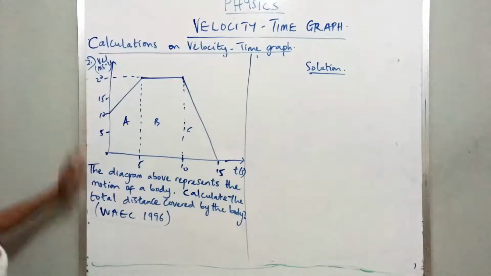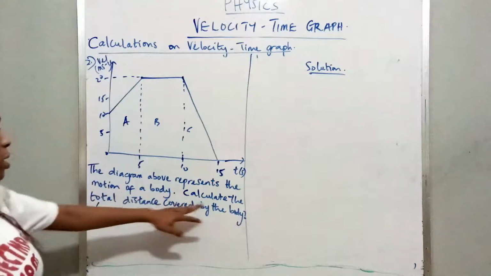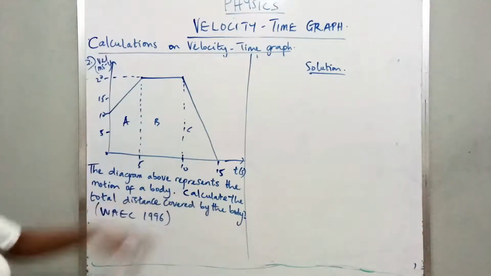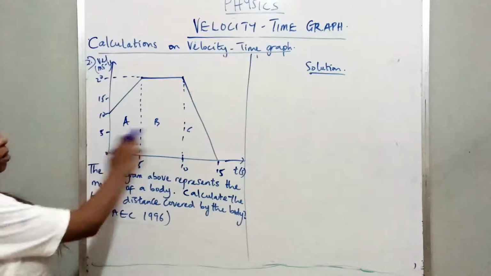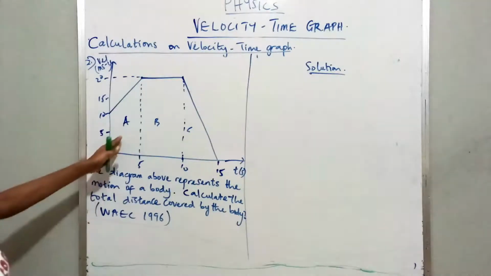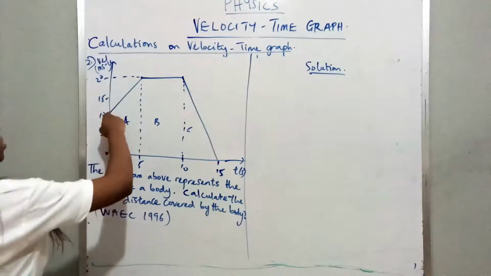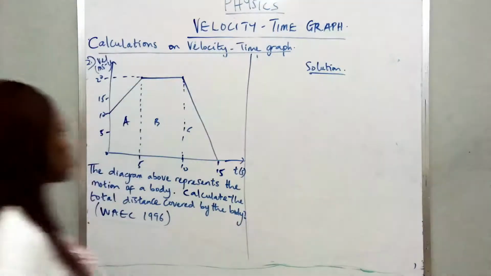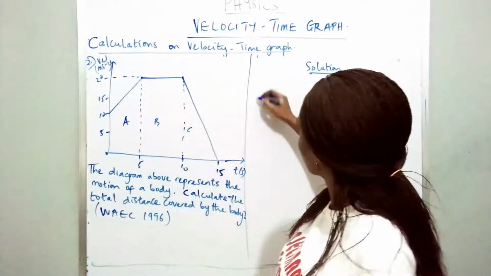Here is the graph. The question says: the diagram above represents the motion of a body. Calculate the total distance covered by the body. As you can see already, it's been labeled. So if you look at this first shape, this is a trapezium.